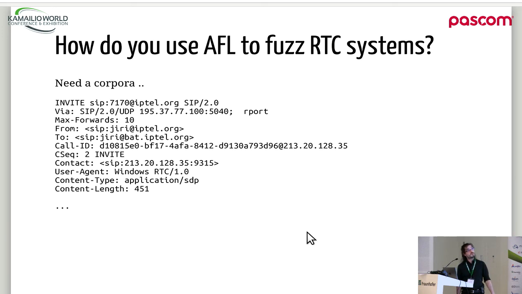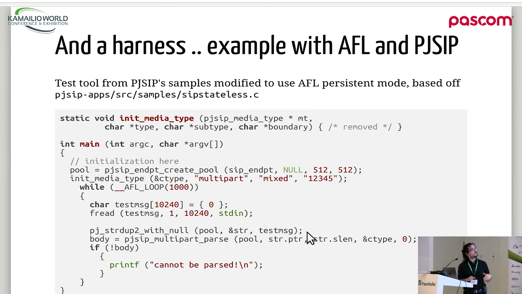So to use AFL, you need, of course, corpora, you need samples. Yigiri is not here, but we have his zip packet here. So that's one of the samples that we fed into AFL. And then you need some sort of harness, which with PJ-zip, we did something like this. This is, of course, a bit butchered. We had to remove various parts so that it fits the slide.